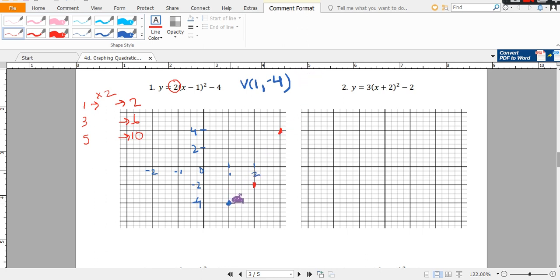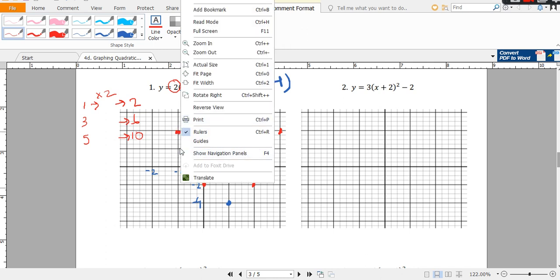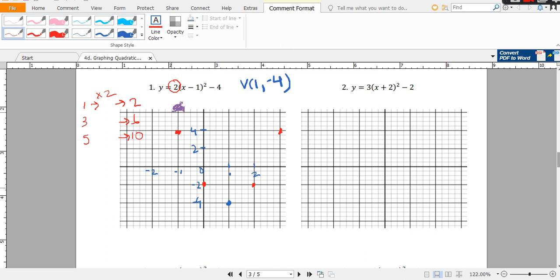Do the same thing on the other side. 1 over, up 2. And then 1 over, up 6. And there you have it. Now all you got to do is connect the dots. And you want to try to keep a smooth curve. This is a lot harder to do on the screen. Let's pretend that hit that point, okay? And there you have it.